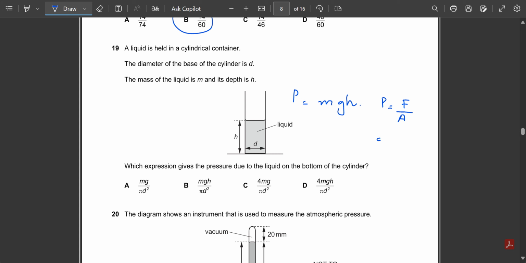Force, since it's a weight, so we're going to use mg, and the diameter is d. Since we use radius for the area of a circle, that is pi r squared. Now I'm going to replace r with the diameter, so that is d by 2 squared. When I expand this, this will become d squared by 4, and the 4 will go and multiply up. So that will be the expression 4mg over pi d squared.